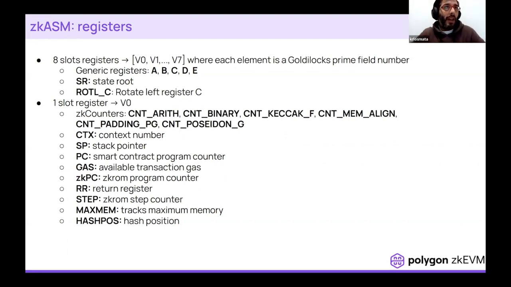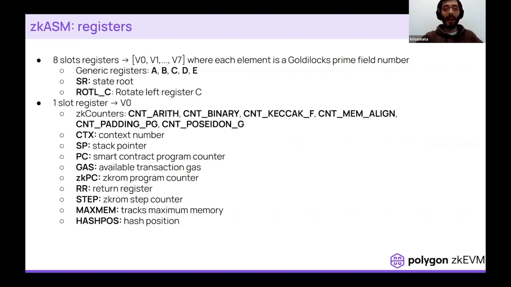So first of all, I'm going to go one by one through the registers and comment on them. It's important to mention we have two types of registers. There are registers that are composed of 8 elements, and each one of these elements is a Goldilocks prime field number. As you may remember, when I mentioned the zkEVM state tree, I told you that in the value we are inserting 256 bits, but they are divided into 8 elements. So that's why we have this kind of register.